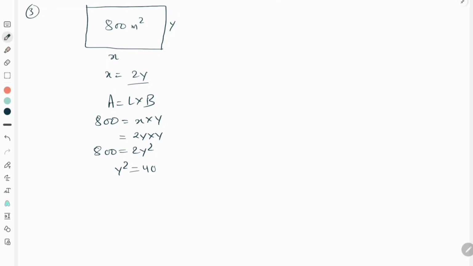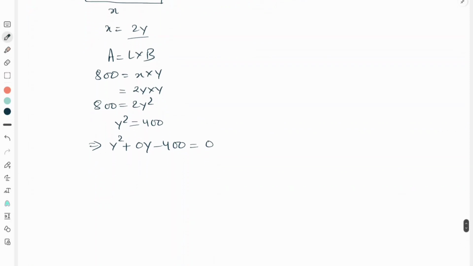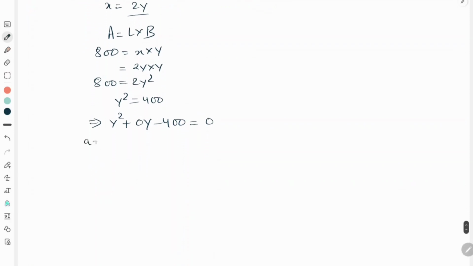Y square equal to 400. Then we can also write it as y square plus 0y minus 400 equal to 0. If we compare it with the general form, we can write a equal to 1, b equal to 0 and c equal to minus 400. And then we will find out the value of b square minus 4ac. So it will become 0 square minus 4, 1, 400.